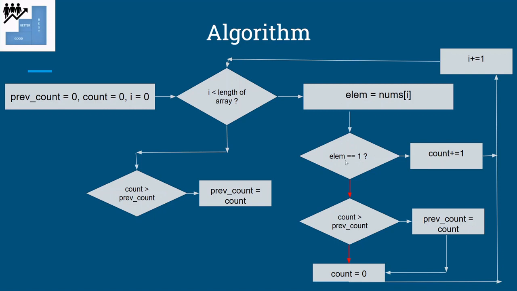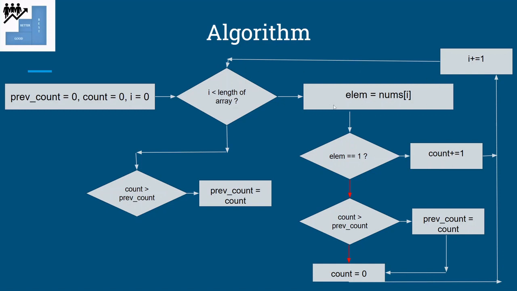All right. And when the element doesn't come out to be 1, then what we'll do is we'll see whether the current consecutive count is greater than the previous consecutive count, which to start with is 0. If this is greater, we'll store the value of count in the previous count and reset count to 0. This resetting is done in order to keep the count of the next set of consecutive ones.